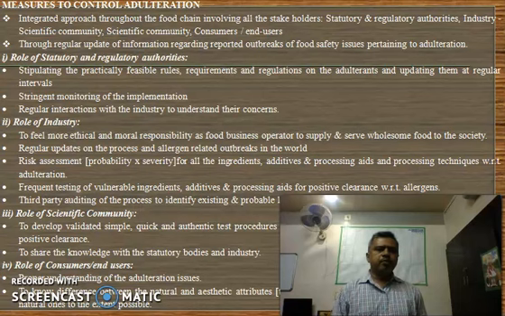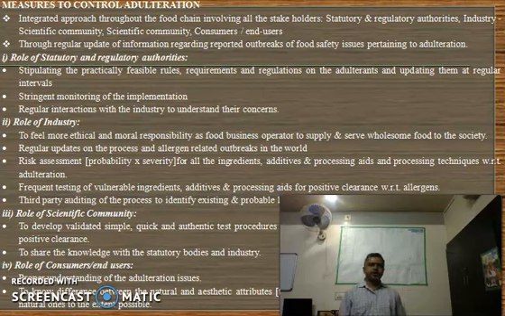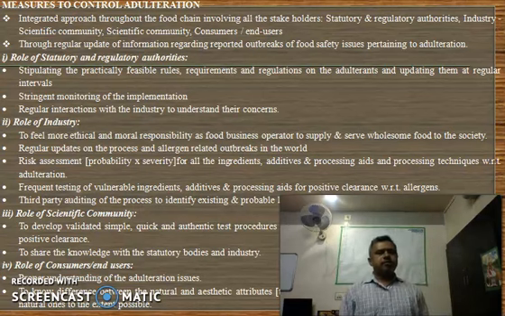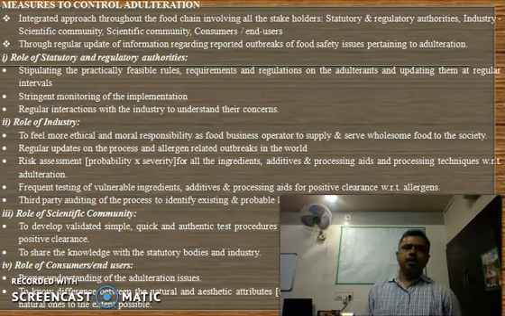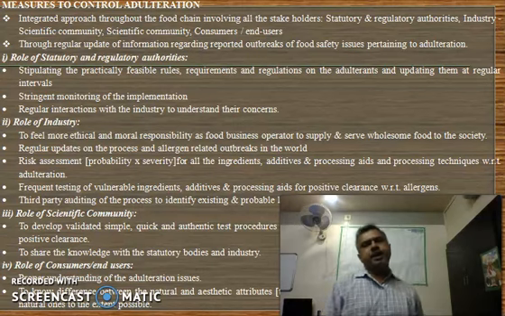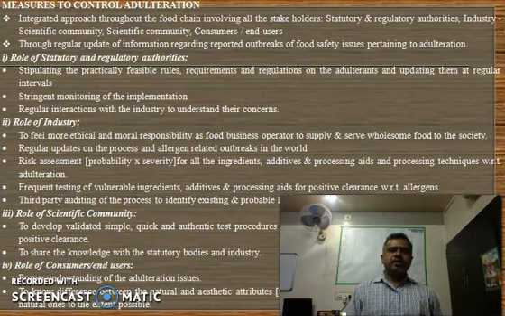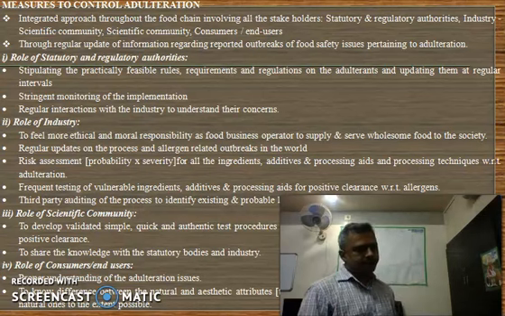approaches throughout the food chain involving all stakeholders: statutory and regulatory authorities, industries, the scientific community, and consumers, or you can say end users. Now, through regular updates of information regarding reported outbreaks of food safety issues pertaining to food adulteration. Okay, so we will start with the role of statutory and regulatory authorities.